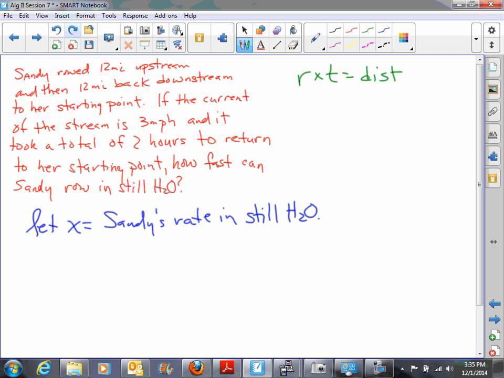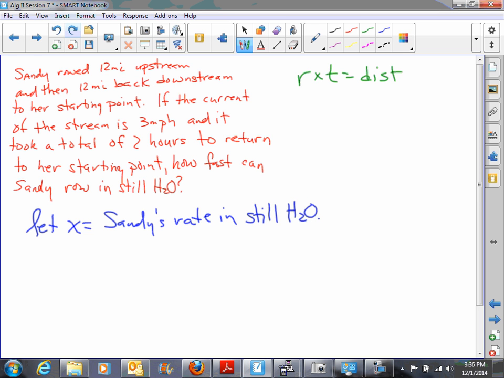Let's say you're in a boat and you're rowing against the current. The speed that you are actually going according to the shore is going to be how fast you can row in still water minus the speed of the current, because it's pushing against you. Now, if you turn around and you go with the current, the speed that you are going relative to the shore is going to be the speed that you row in still water plus the speed of the current.